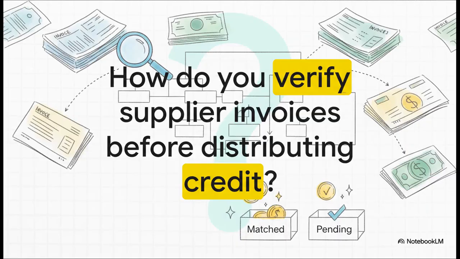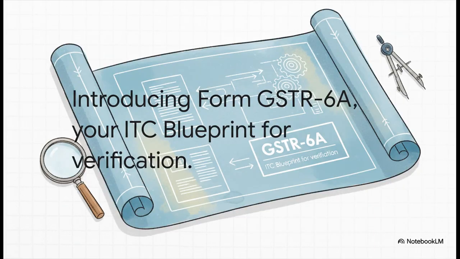So if you're an ISD, you know the drill. Invoices are flying in from your suppliers, and before you can pass on that all-important input tax credit, you have to be 100% certain that everything lines up. But what's the best way to do that? How do you get a single, clear picture without getting buried in a mountain of paperwork? Well, that's where this form comes in. It is your go-to tool for verification.